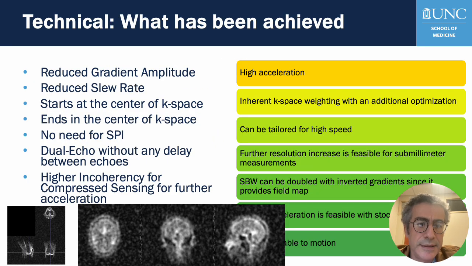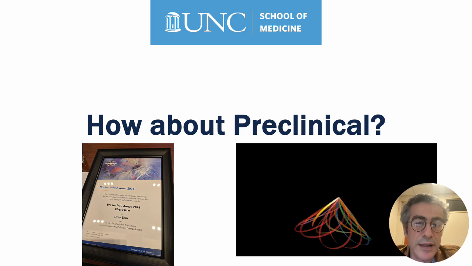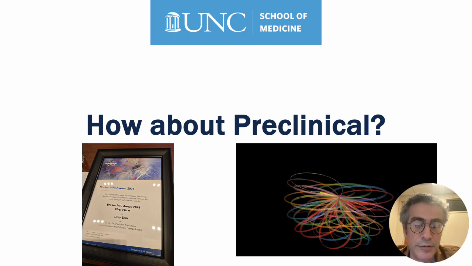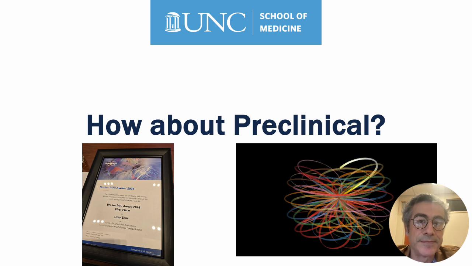In summary, we successfully acquired many applications on human scanners. This is because the acquisition reduces the gradient and slew rate, starts at the center of k-space, and needs no single point images, and gets dual echo without any delay between echoes. But we would also like to challenge this for preclinical acquisitions. This translation helped us get the MRI Brooker Award in 2024 with the PETALUTE acquisition.